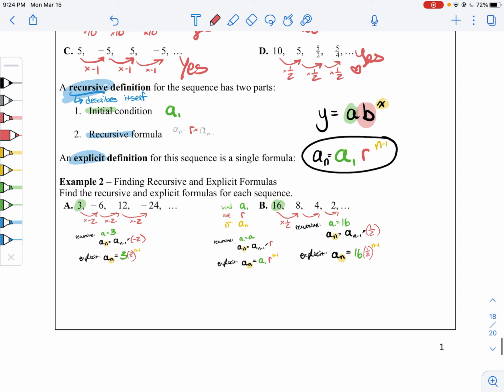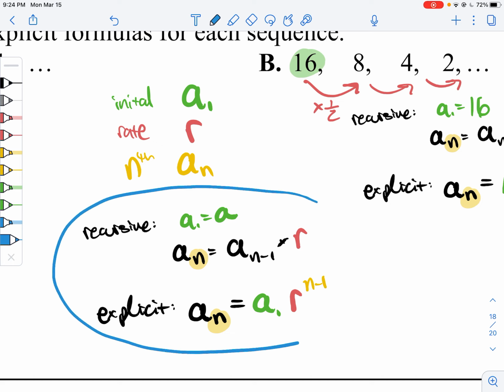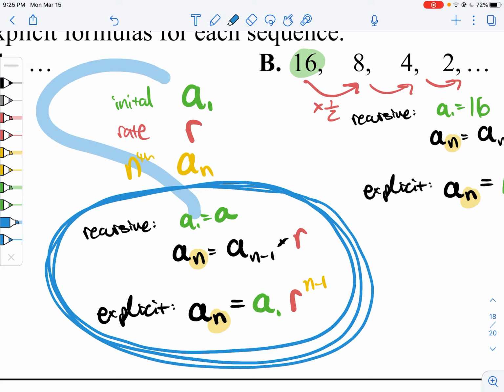Remember your key ideas right here. Know them, love them. Recursive requires the term before it. Explicit is, you can plug in any n to find any term, anytime, and you have a great time on your homework.